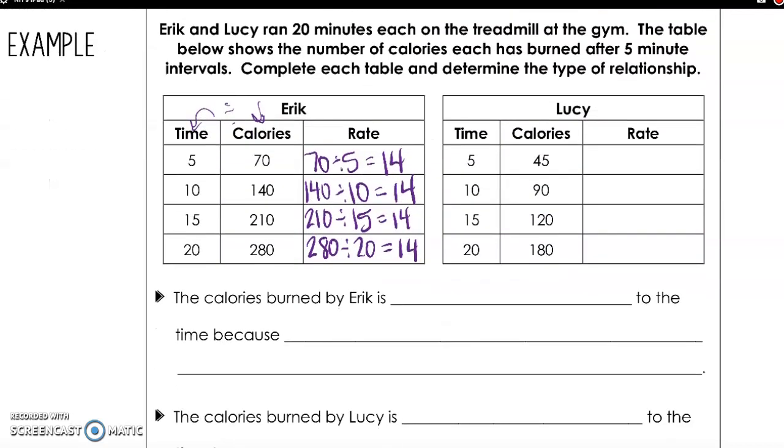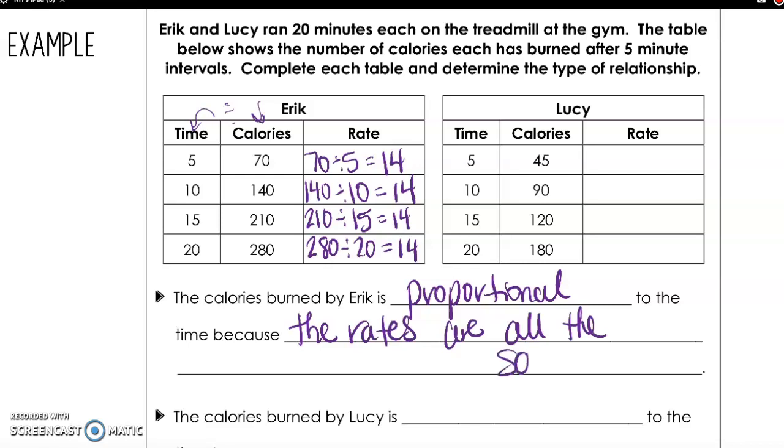So we would say the calories burned by Eric is proportional because the rates are all the same. All right, so that's what it is, you just need to make sure you divide in the correct order, and you're checking to see if all of those numbers after you divide, the rates are the same or not.